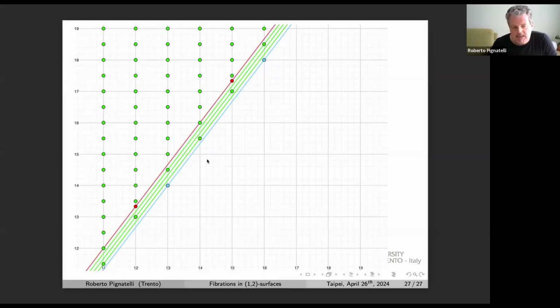These are spots here for which invariants you get our moduli spaces. On the green lines, we have all simple fibrations that are not Gorenstein, constructing things on the green spots.